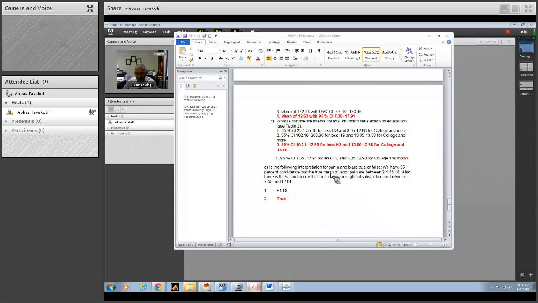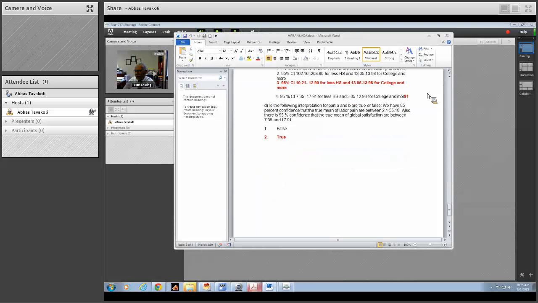And is the following interpretation correct? We are 90%, 95% confident that the true mean of labor pain is between these values. Also, 95% the true global satisfaction is between these values. Again, the point here is you have to mention the true mean or the true proportion, and that is true. The answer for that question is true.